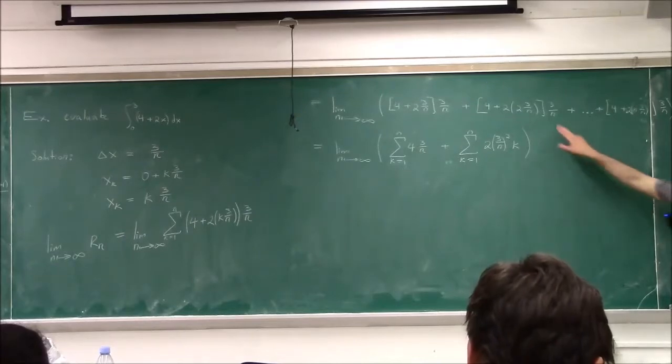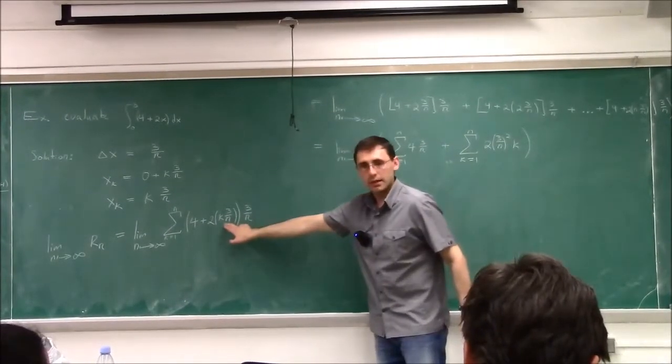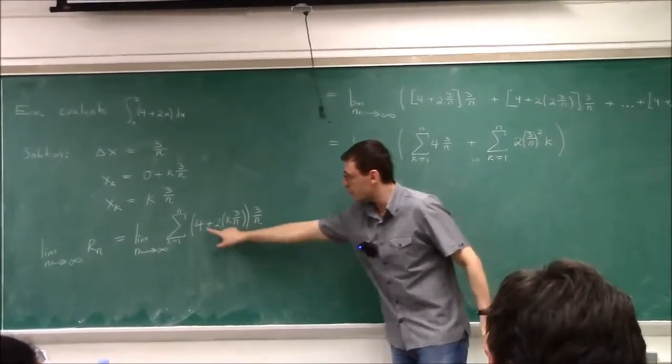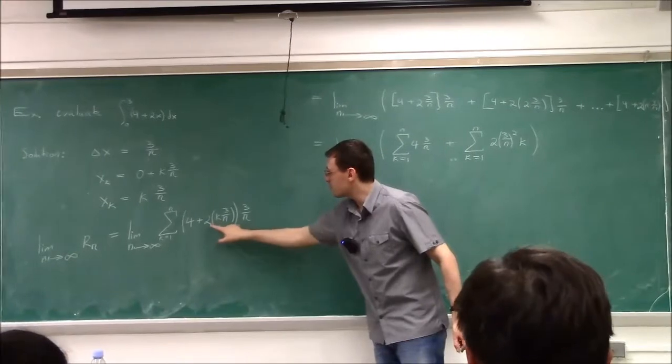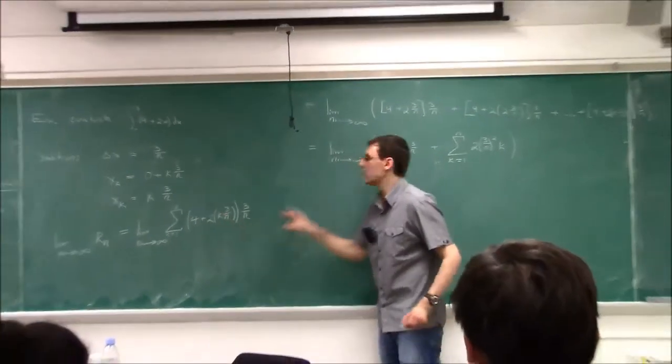Just grouping together, right? Multiply it out, group together. In fact, it's easier to do it just without expanding the sum. If you just look at it, just distribute the 3 over n. So it's 4 times 3 over n plus 2 times k times 3 over n squared. If you distribute it, and then you distribute the sum.